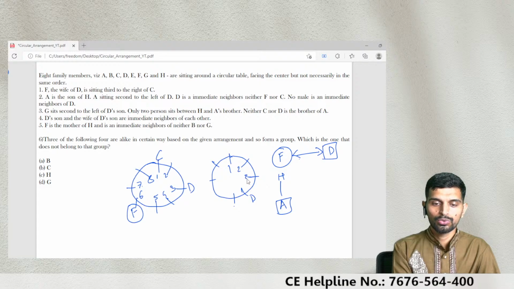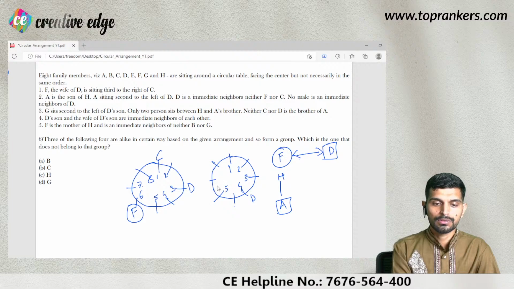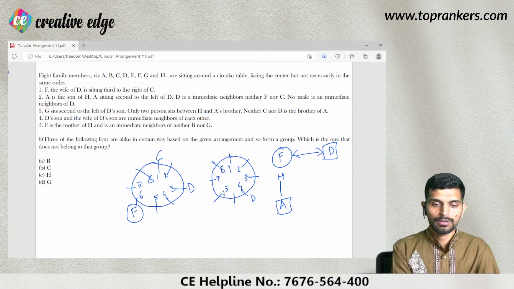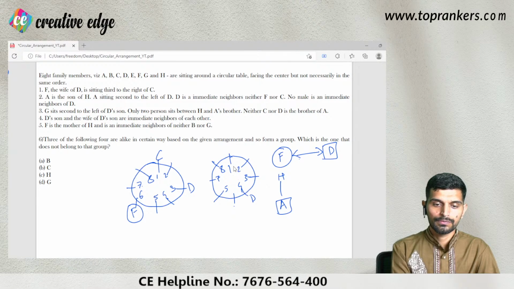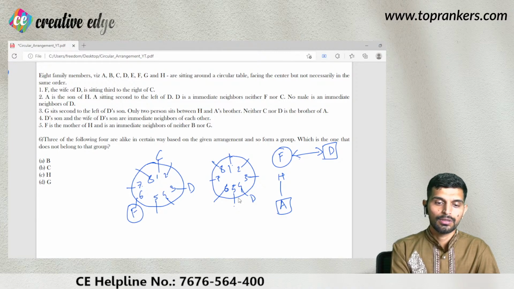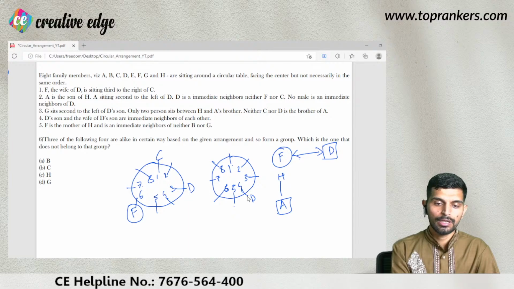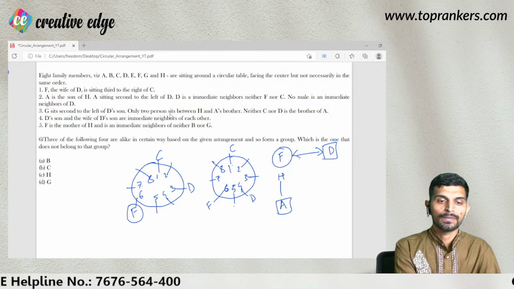This is 1, 2, 3, 4, 5, 6, 7, and 8. So this is 5, this is 6, this is 7, and this is 8, right? So I can place D at 4, C at first, F at sixth. So these are the two possibilities for D.